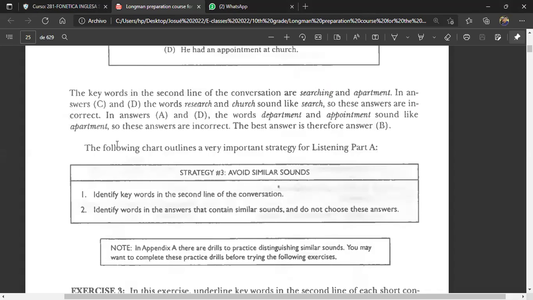Sigamos. It says in here, identify keywords in the second line of the conversations. These are just strategies, right? To avoid similar sounds. Second one, identify words in the answers that contain similar sounds. And don't choose these answers.